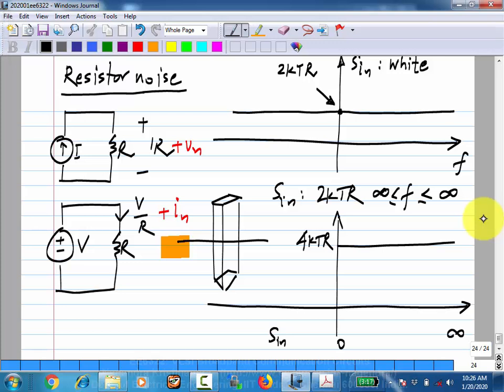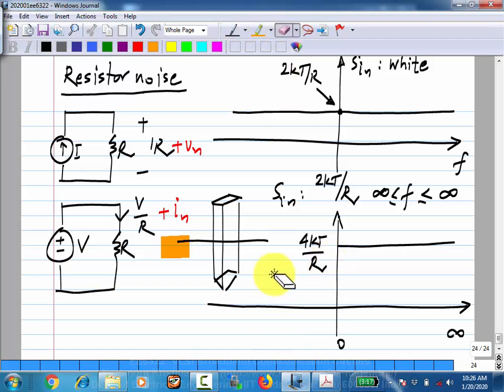Oh, 4 kT by R, sorry, I think in both places I messed it up. This is the noise spectral density of the current, so this is 2 kT by R, or 2 kT times the conductance, and this is 4 kT divided by R. Okay.